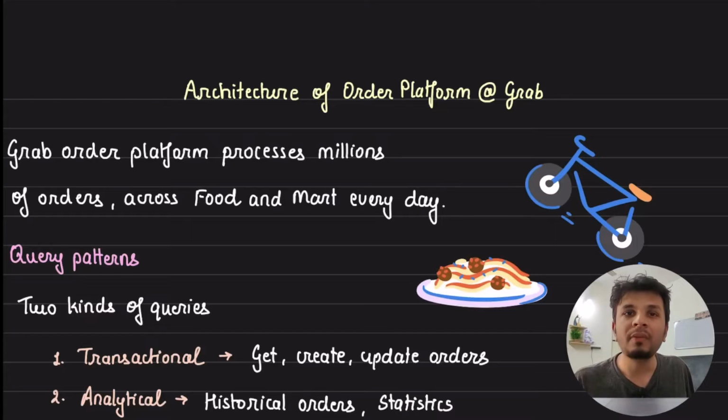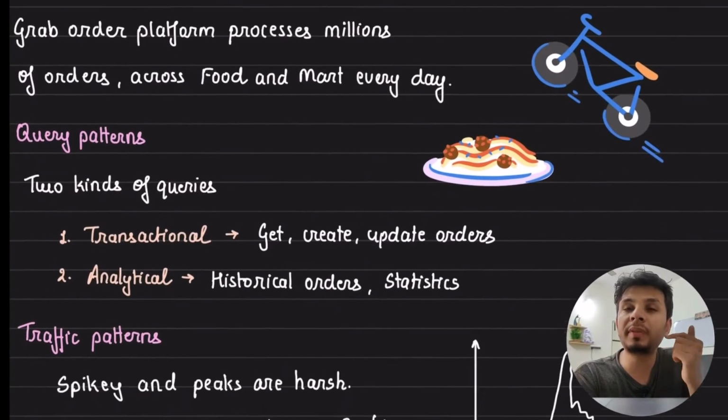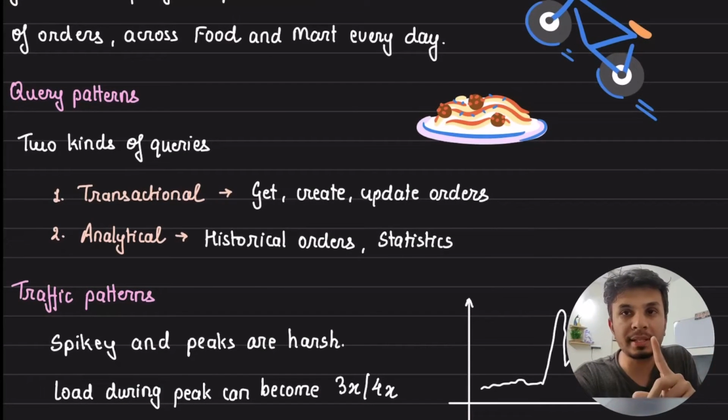In this video, we take a look at a very high level architecture of the data layer of Grab's order platform and see the practices they follow to ensure high availability, stability, and performance at scale. So the first step towards architecting a database layer for any such system is to understand the kind of queries that we would fire onto this database, right?